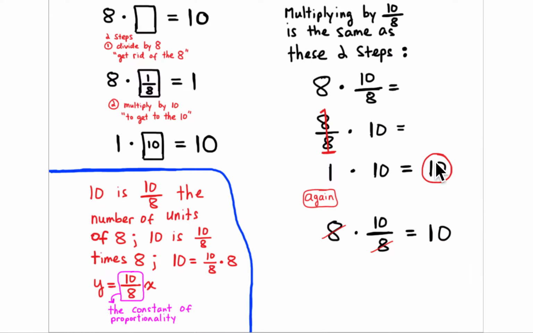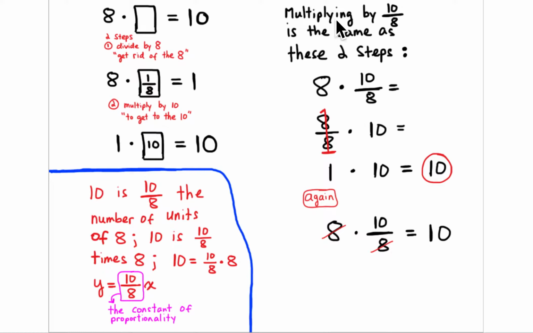Well, several ways to get that, but one way is to think about, okay, how do I get rid of the 8? I'm going to divide by 8. So I'm going to multiply 8 times 1/8. That equals 1, so I've gotten rid of the 8. And then I'm going to take that and multiply by 10. So 1 times 10 equals 10. So the first step is divide by 8. The second step is to multiply by 10.